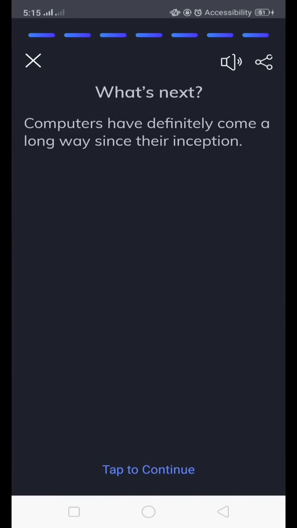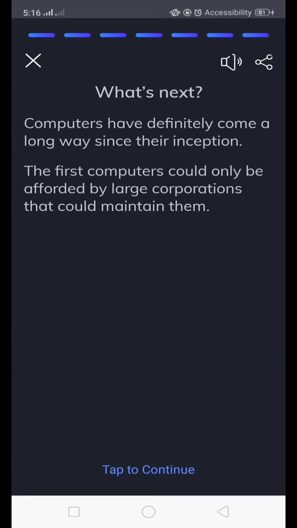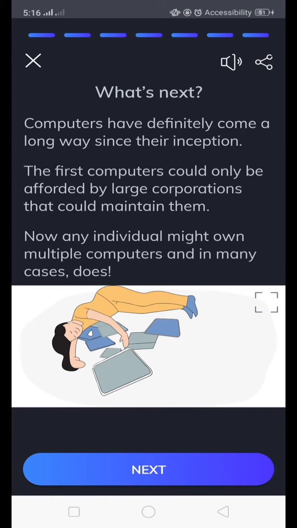Computers have definitely come a long way since their inception. The first computers could only be afforded by large corporations that could maintain them. Now any individual might own multiple computers and in many cases, does.